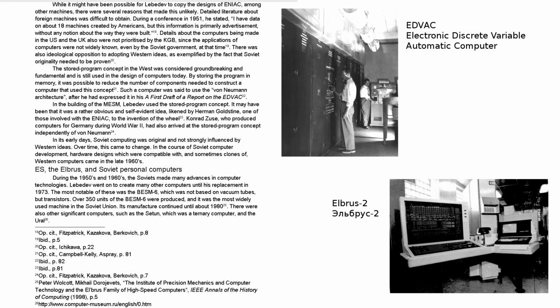Details about the computers being made in the US and the UK also were not prioritized by the KGB, since the applications of computers were not widely known, even by the Soviet government at that time. There was also ideological opposition to adopting Western ideas, as exemplified by the fact that Soviet originality needed to be proven.